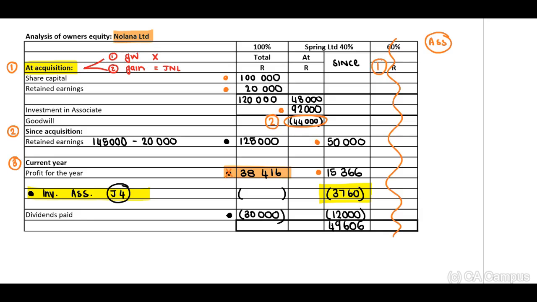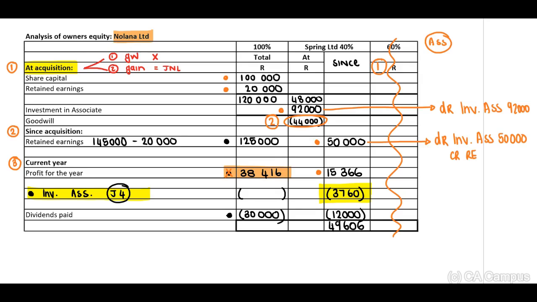Now, on initial recognition, you need to recognize the investment at cost. Therefore, debit the investment in associate, 92,000 Rand. Then, guys, the since period, the 50,000, you need to allocate to the investment's carrying amount. Debit investment in associate with the 50,000 and credit the retained earnings.